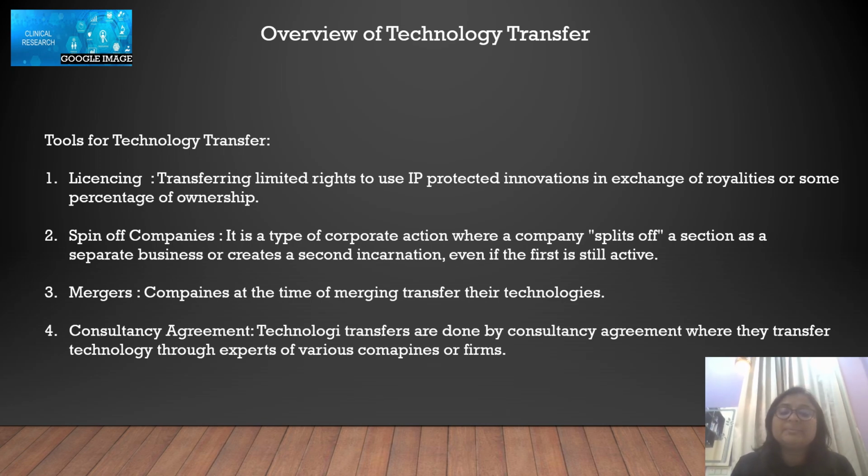Next is consultancy agreement. Every company cannot hire all the experts in their company, like small companies or even big companies also. So what they do is hire some experts from other consultant firms or consultant companies, and from there they use their knowledge, that skilled person's technology. This is how technology is transferred from one company to another company through the consultancy agreement. So these are the ways to transfer technologies.